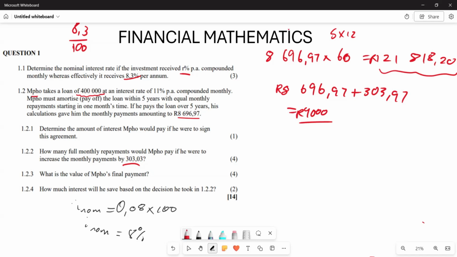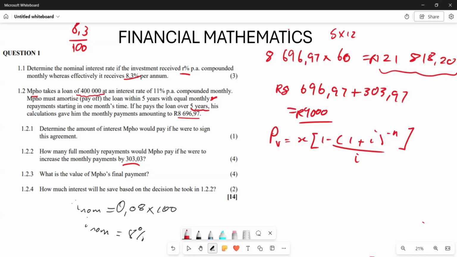Now let's see how many monthly installments are going to be made. But obviously, if Mpho is paying 300 rand extra, the repayment period is going to be less than 5 years because he is adding more money, right? So you're going to use your present value annuity formula: 1 subtract 1 plus i to the power of negative n, divided by i.